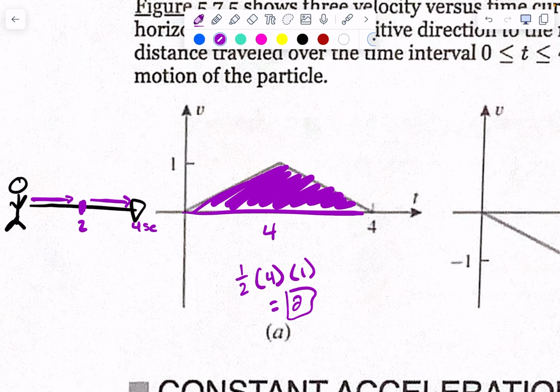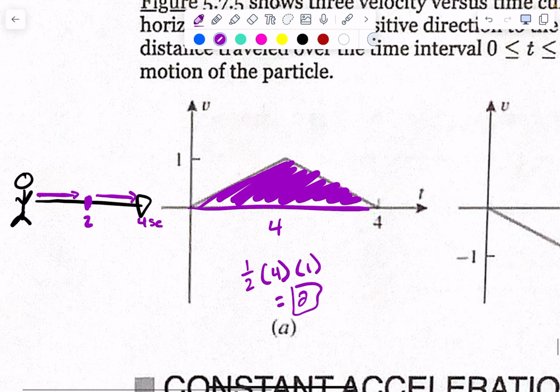Hold on. That's the same for both. Base times height. Base is 4. And that's the distance? That's the distance, yes.